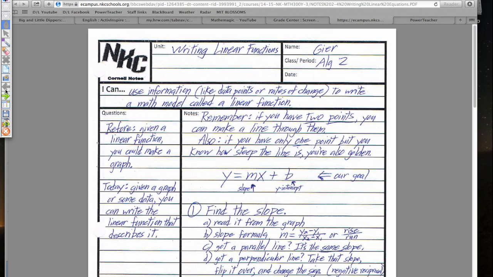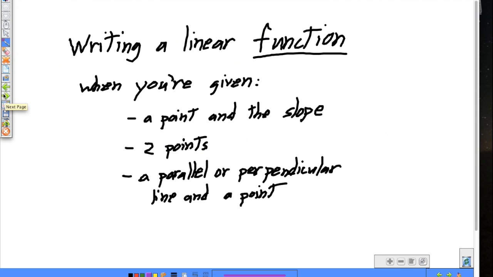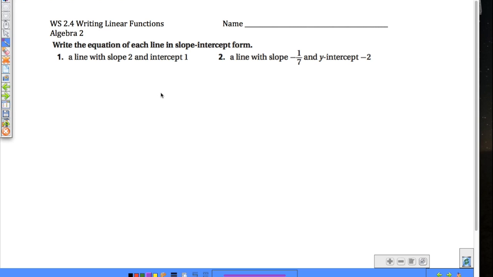Let me jump now to what we're doing. We're writing a linear function, y equals mx plus b, when you're given a point and the slope, or 2 points, or if you have a parallel or perpendicular line and a point, you can steal the slope from there. I want to run through a couple of the problems that we have on our worksheet. Go through the notes, make sure you're clear on those, but I want to run through a couple of these to show you what we're talking about.